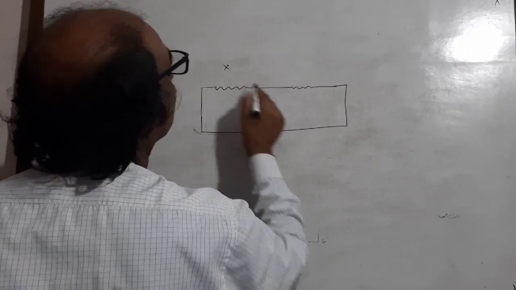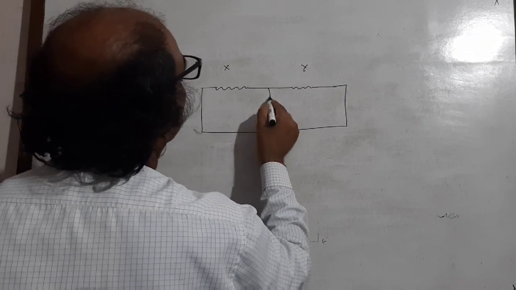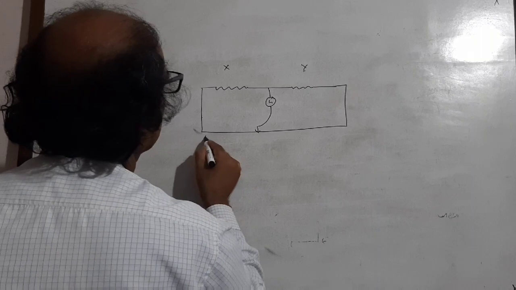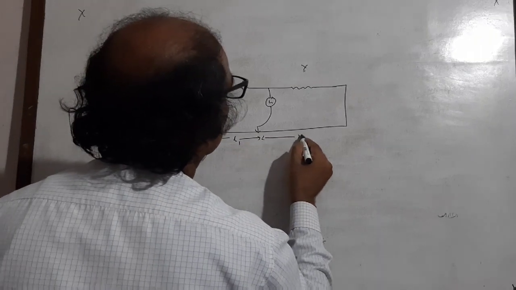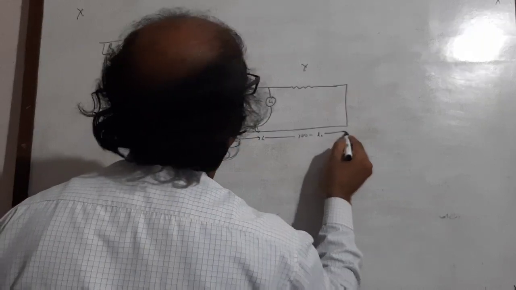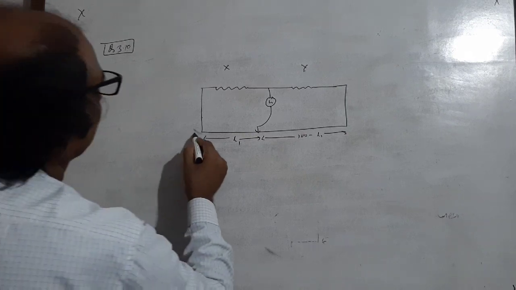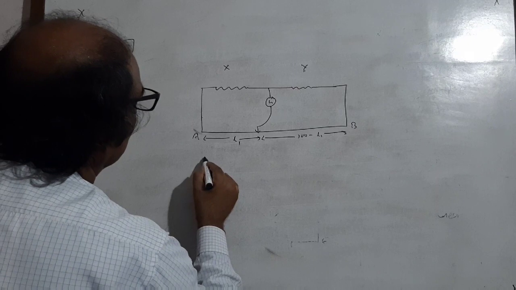This one is the resistance X, this one is Y, and this is the galvanometer. This is the balancing length, this one is L1, so this one is 100 minus L1. Now see the question here. Balance point is found to be 39.5 centimeter from the end A. So this one is end A, this one is end B.